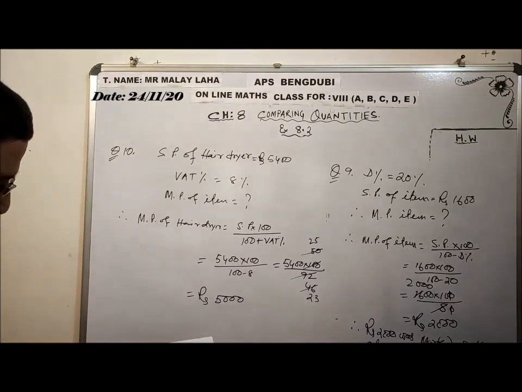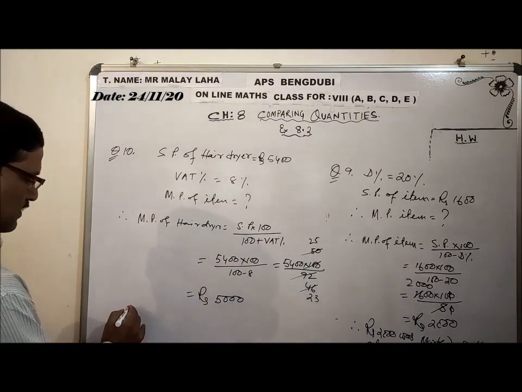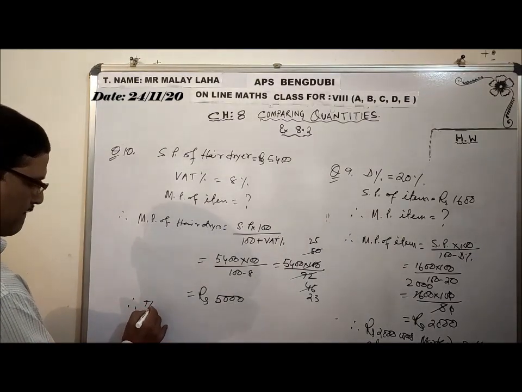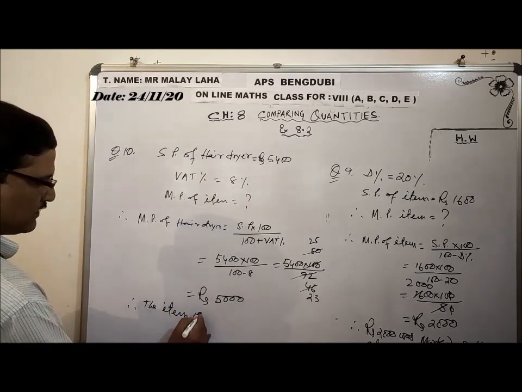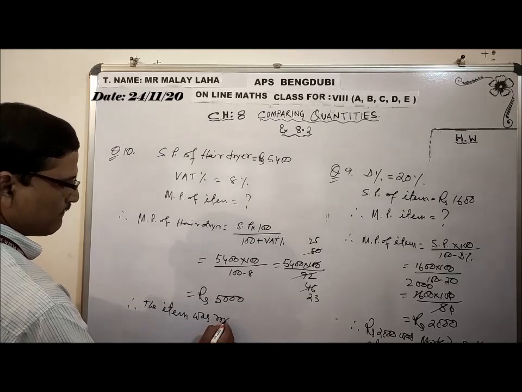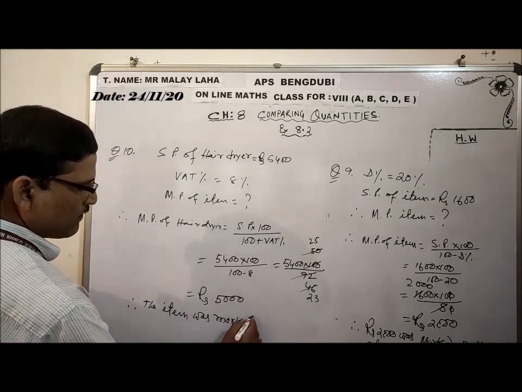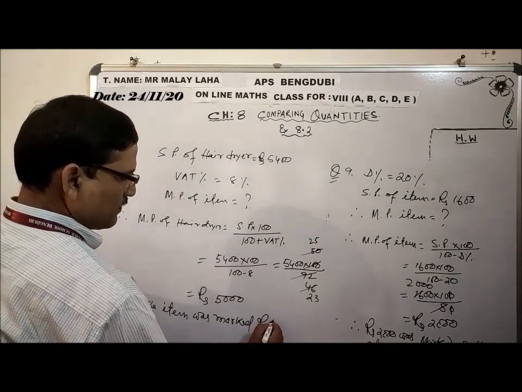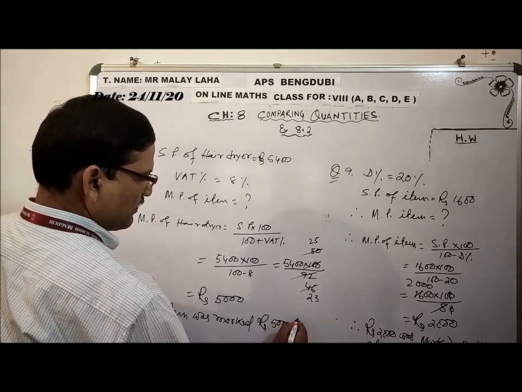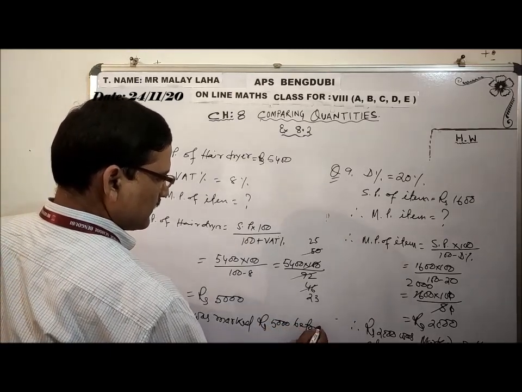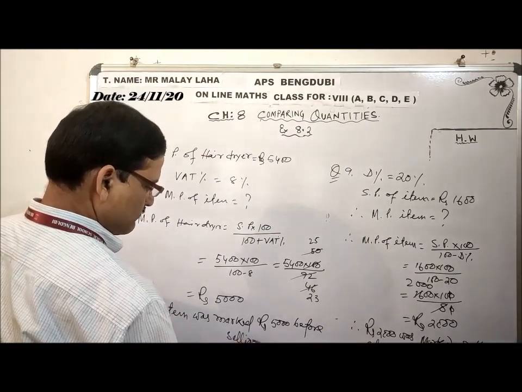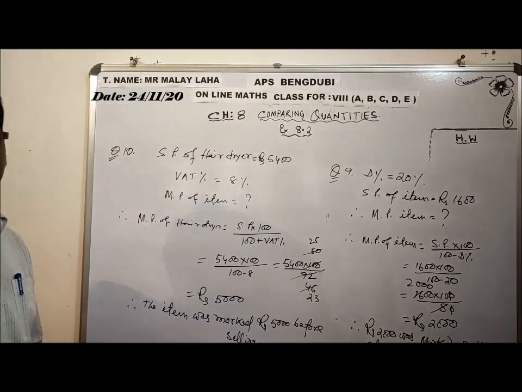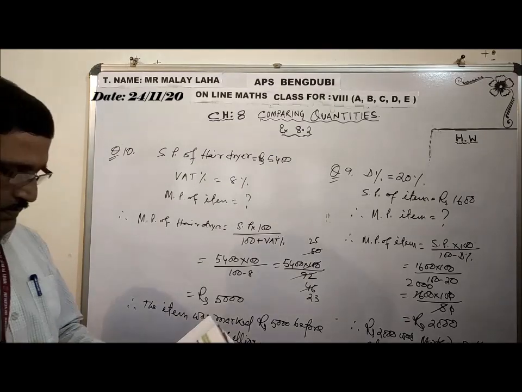So the item was marked. Therefore, the item was marked rupees 5,000 before selling. Understood? So finish this chapter exercise.